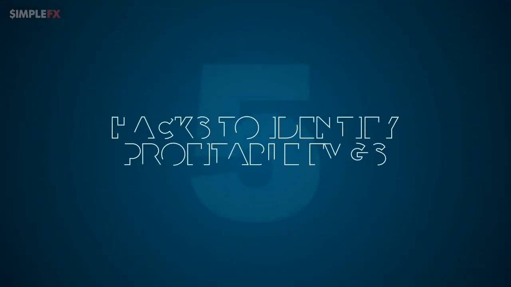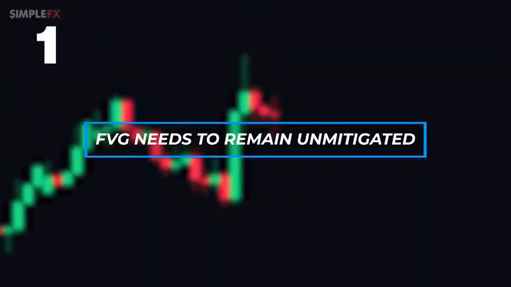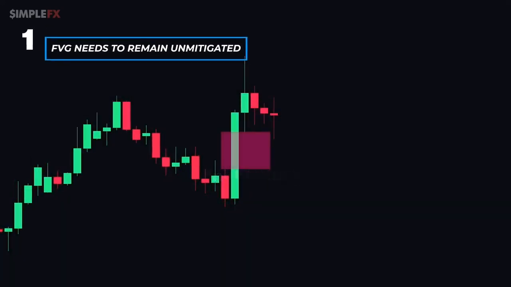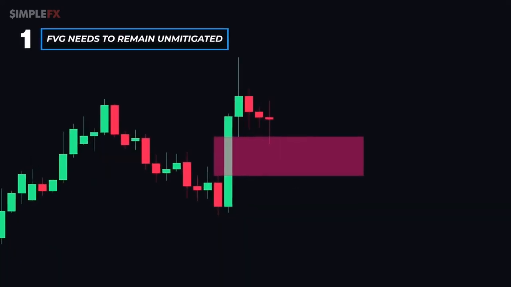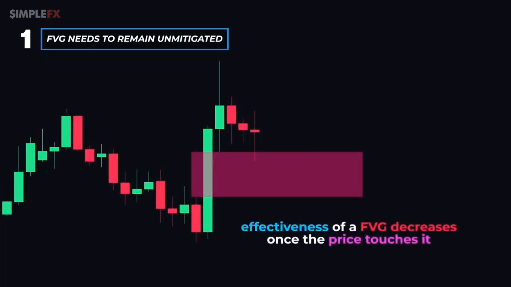So now, I'm going to share 5 hacks that I use to help you identify which fair value gaps are the most profitable. Number 1. To ensure that a fair value gap has a high chance of success, it needs to remain what's called unmitigated, which means not tested. And so, whenever you see a fair value gap on a chart, you need to make sure that it hasn't been retested by the price yet, because the effectiveness of a fair value gap decreases once the price touches it for the first time.